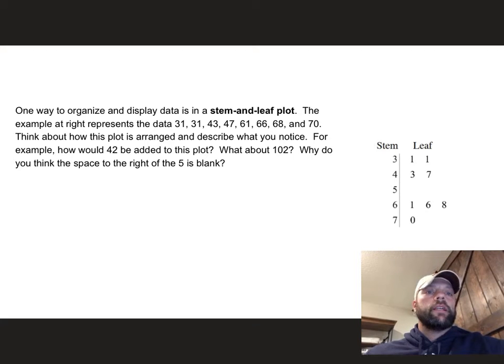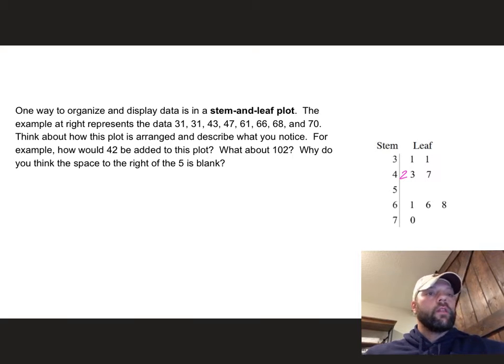Think about how the plot is arranged and describe what you notice. So I just talked a lot about what you would notice with it. And for example, how would we add 42 to this plot? Okay, so if I were to add 42 in, it would go right there.